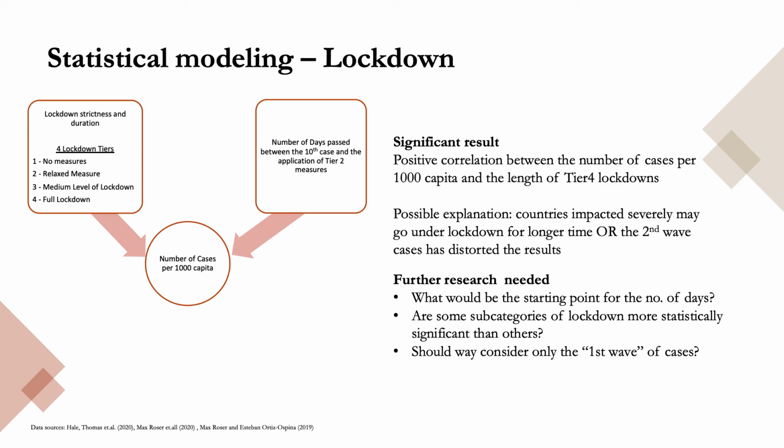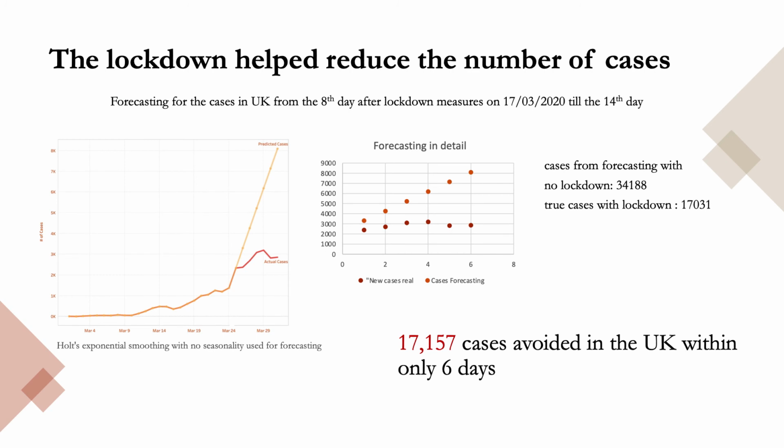Our analysis reveals a correlation between length of Tier 4 lockdown and positive cases. Here, understanding the context of the data becomes crucial, as it could be that full lockdown was only imposed by severely impacted countries, and the second wave of cases distorted the data. To conclude our analyses of lockdown measures, we chose to closely analyze the impact of a lockdown in the UK and found that it saved approximately 17,000 UK citizens from getting infected.